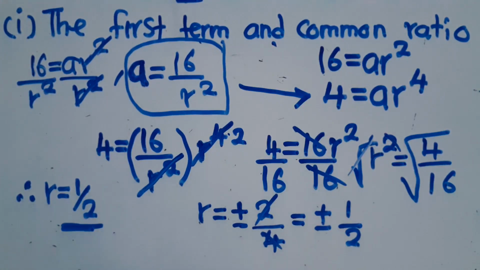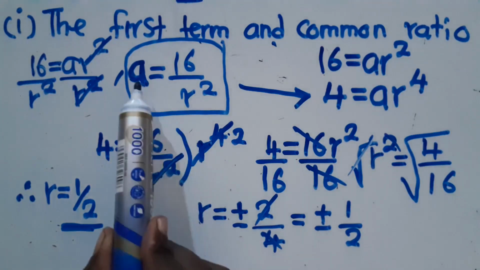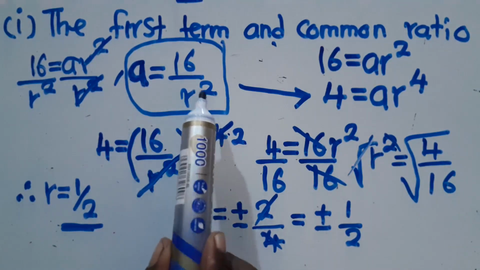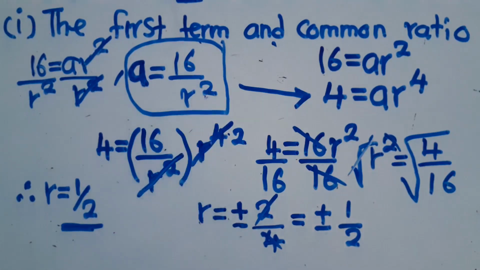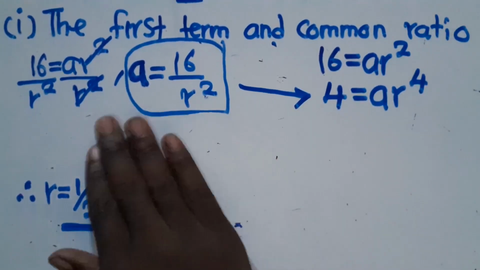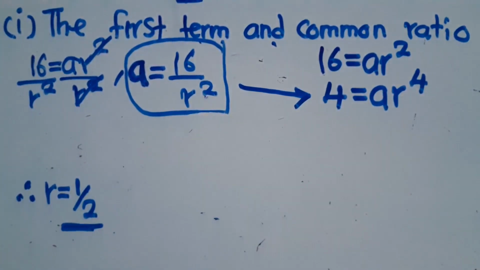And then you are told to find the what? What are you told to find? You want to find the first term. What is the first term? Have you seen A is equal to 16 over R squared? You now know what R is. So you can substitute R there. We've done these calculations. So we know the R.